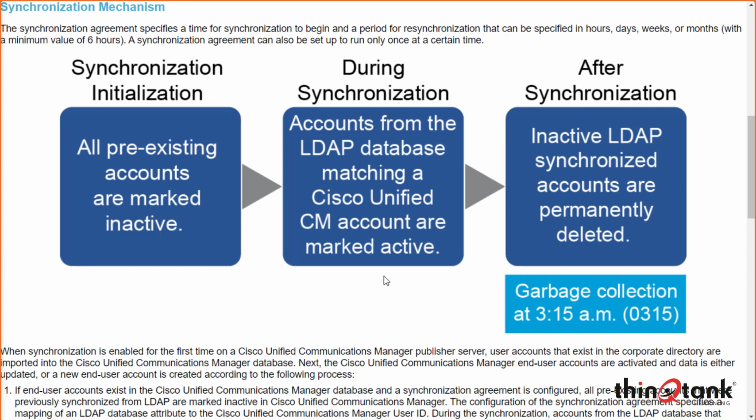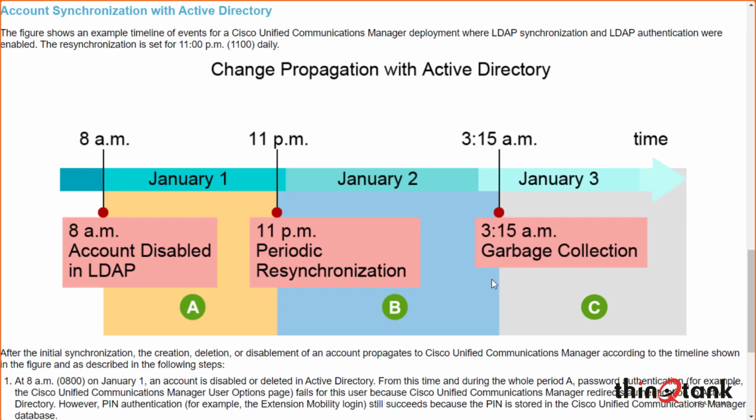All right. So they walk through a scenario here, an example of the timeline of events for the synchronization. In this particular example, resynchronization is set to run at 11 p.m. every single day. So we do our initial synchronization where we create, delete, and disable different accounts. At 8 a.m. on January 1st, an account is disabled or deleted in Active Directory. Okay? So we went into Active Directory and removed Bob's account.